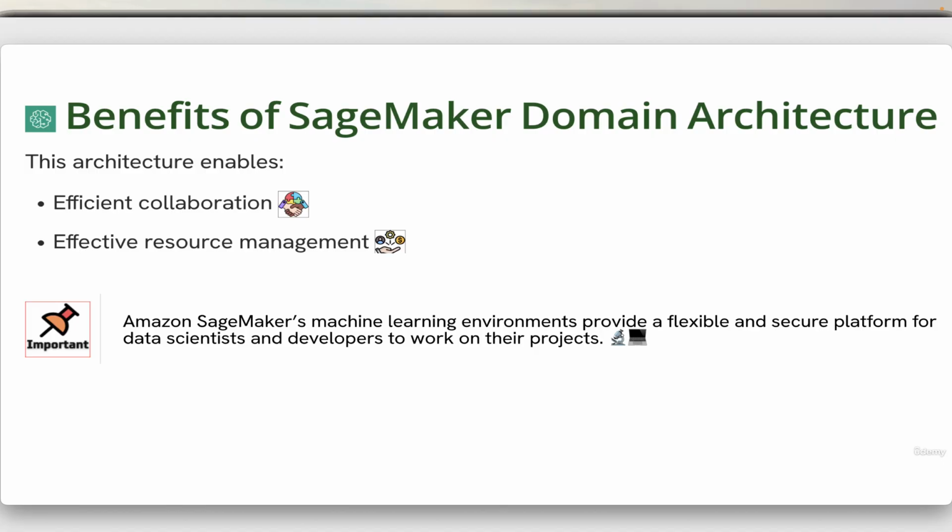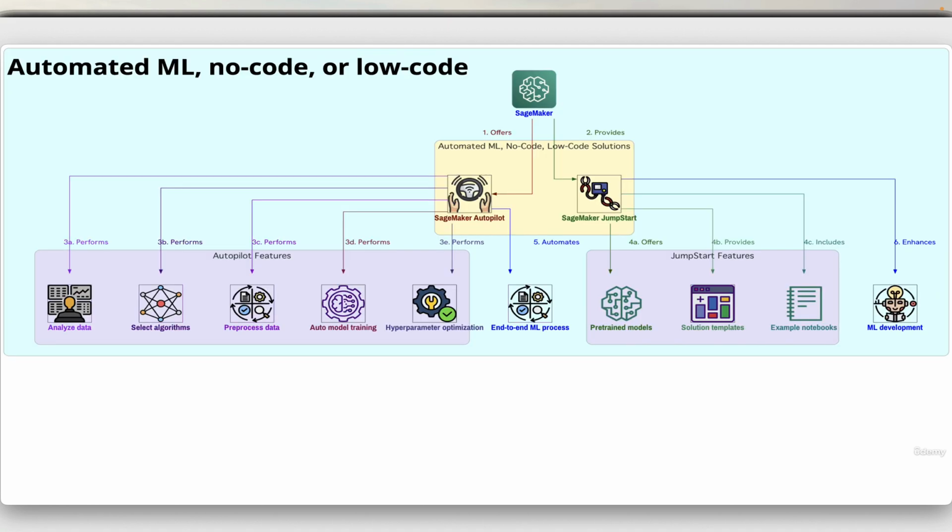Amazon SageMaker machine learning environments provide a flexible and secure platform for data scientists and developers to work on their projects. Okay, next is automated machine learning using either no code or low code. So there are two solutions. One is Autopilot, and the next one is Jumpstart. So both of them are basically no code or low code.